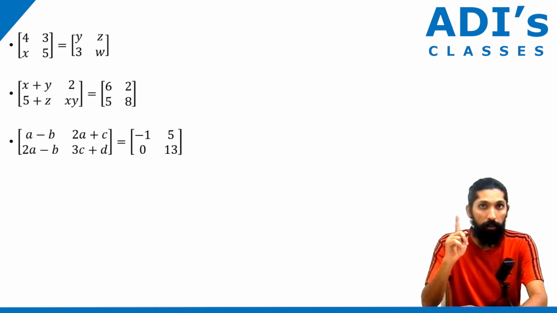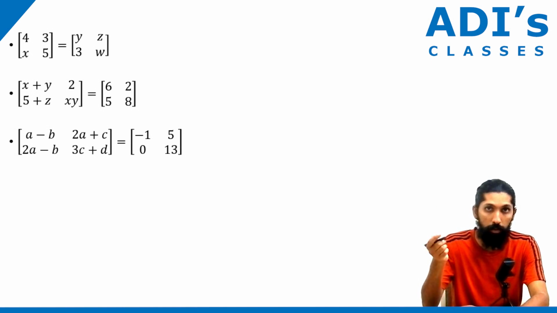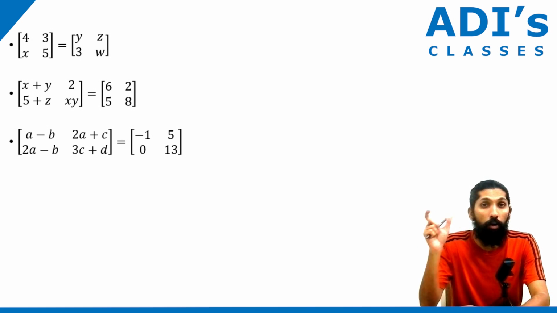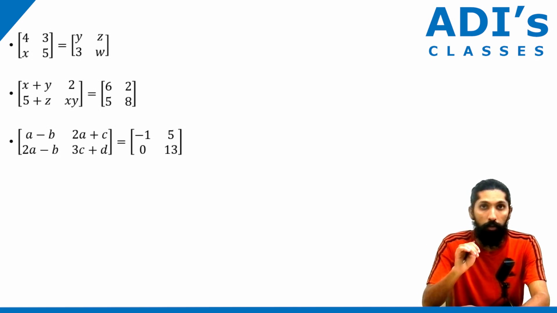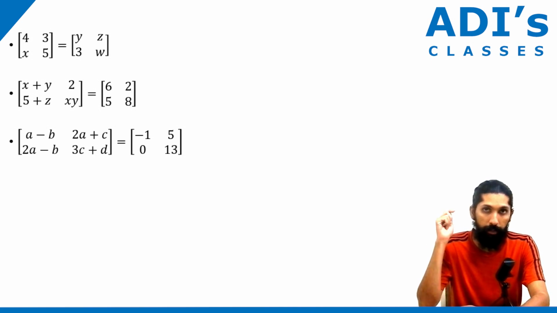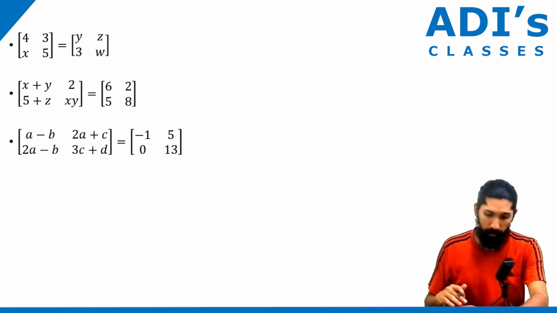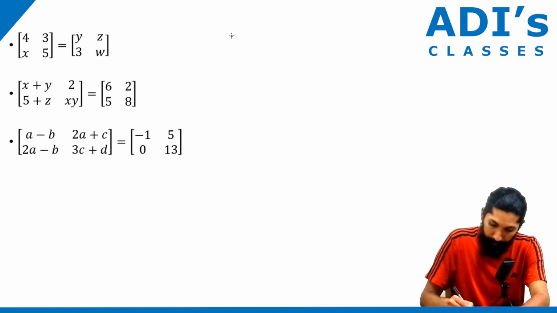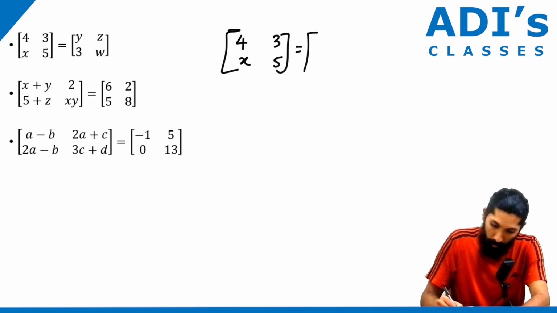Now, very first thing is the order should be the same. This I have repeated before also. Again, I am repeating. So, if the orders of the two matrices are equal, only then you will be able to equate them. Okay, look at the first one. So simple to do. See, in the first one, you have 4, 3, x, 5 is equal to y, z, 3, w.